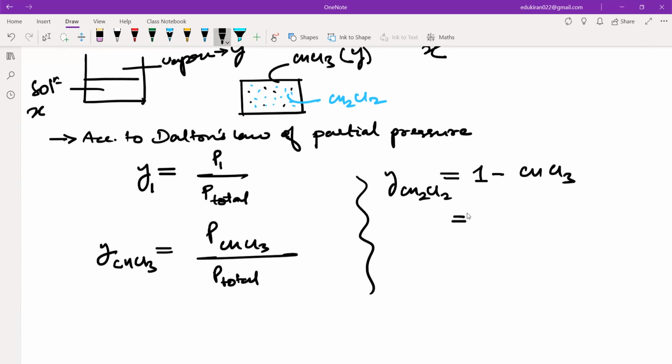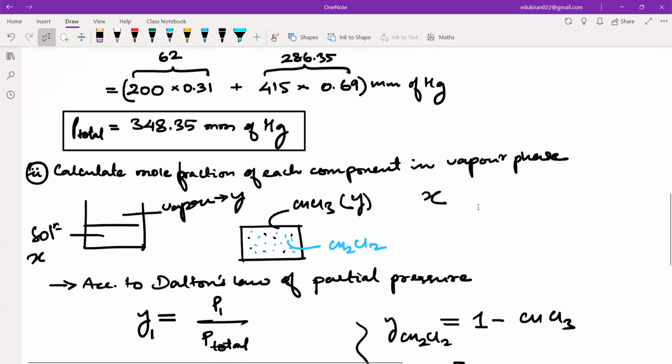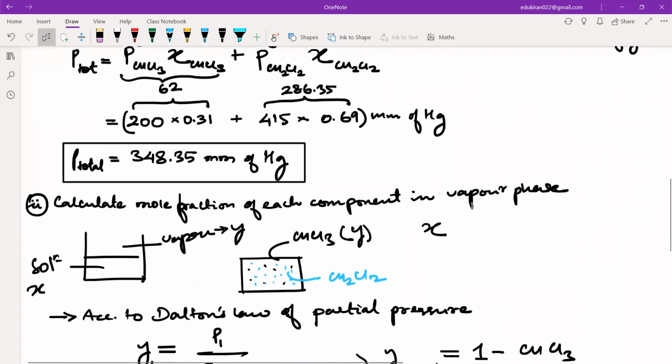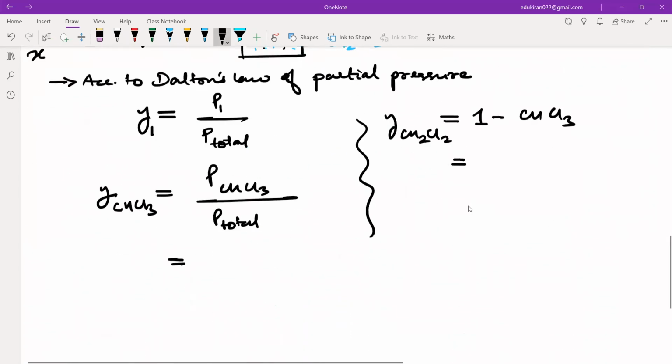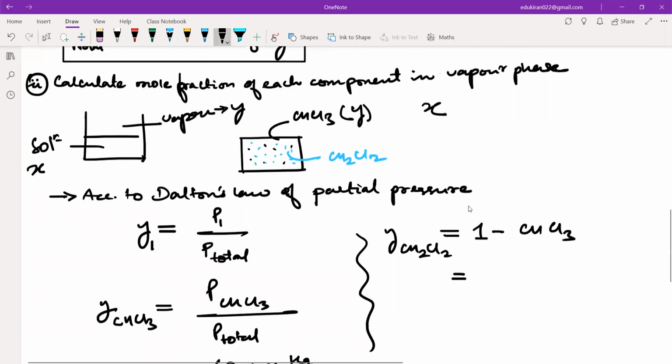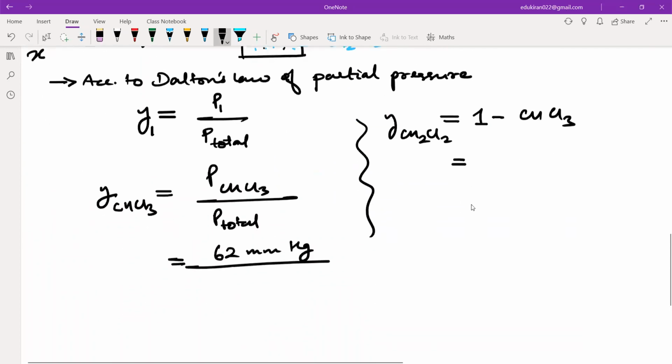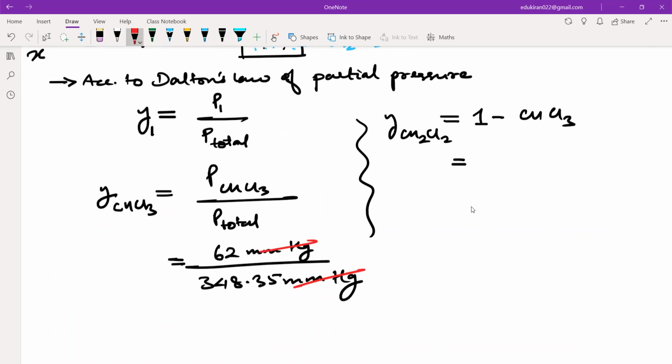Okay, so what is the pressure of CHCl3? You can go above and see that this is the pressure of CHCl3, which is 62 mm of Hg, 62 mm Hg, divided by P total, which we calculated for the vapor phase. What did it come to? P total is 348.35 mm Hg. Okay, so you will cancel this and then calculate and tell me what is the value here.